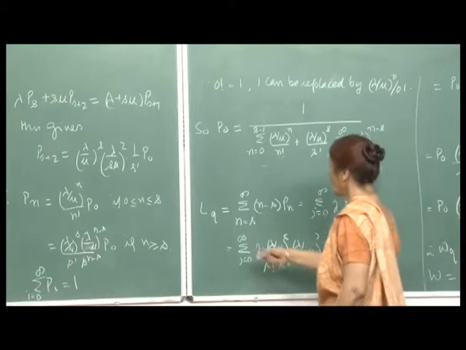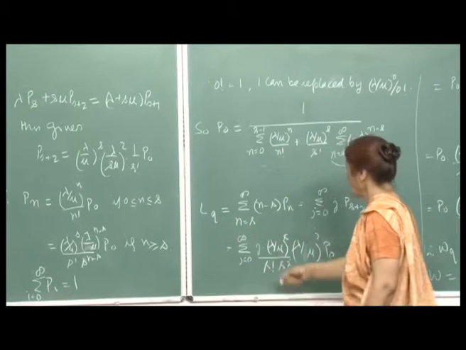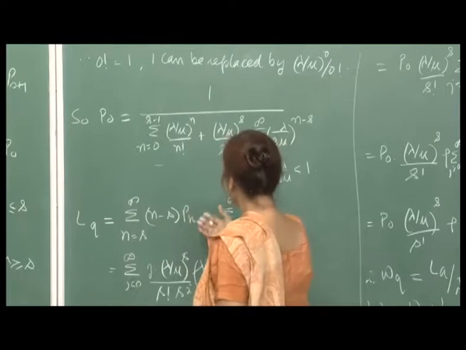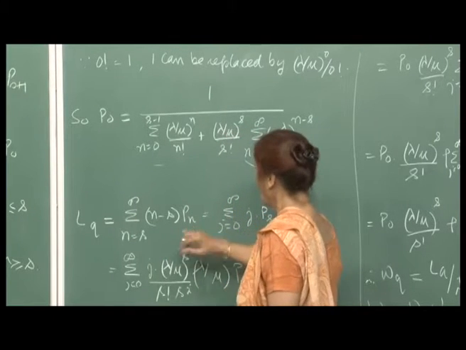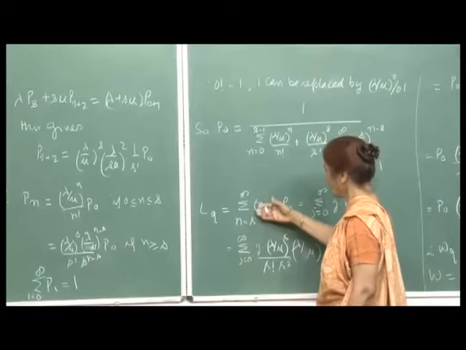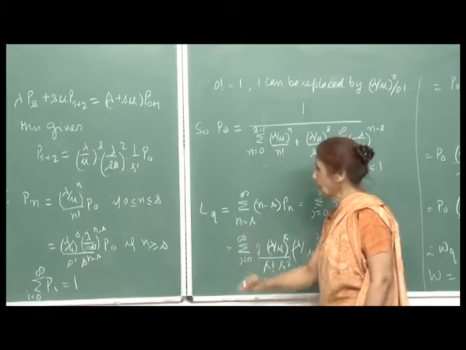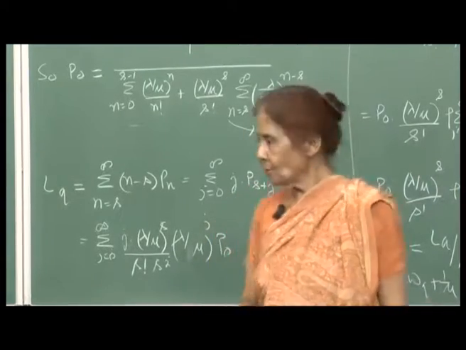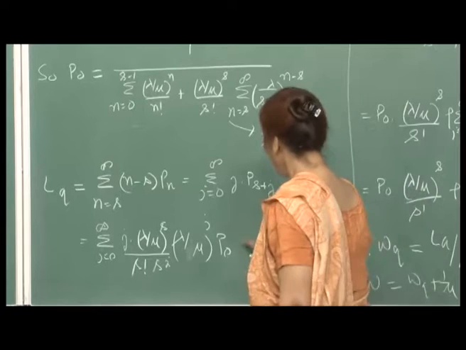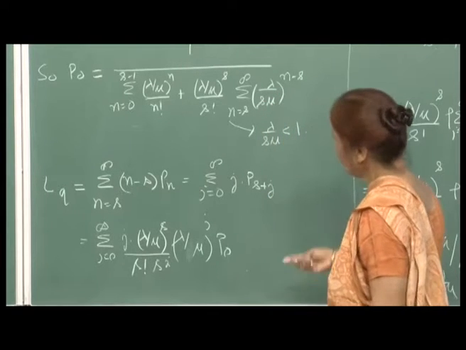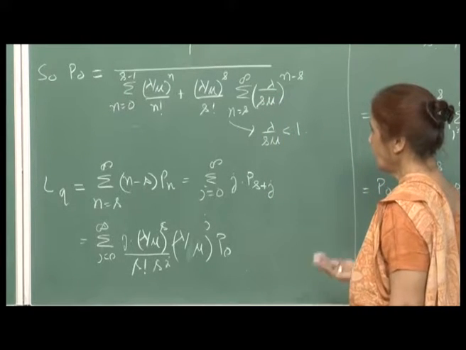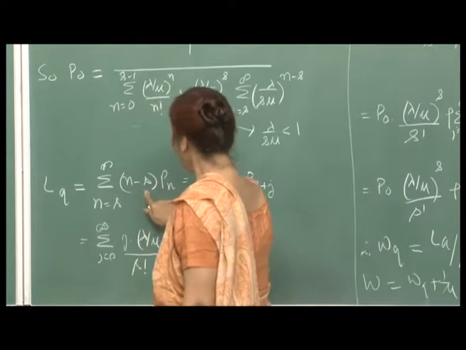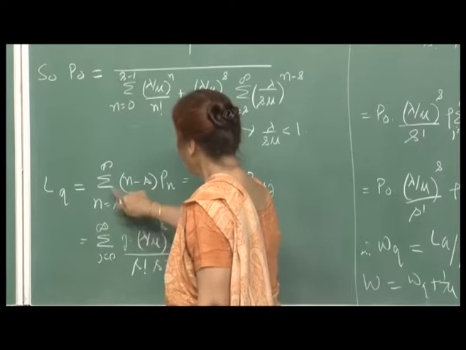So, let us just look at the expression for LQ, which will be n minus s, and you can see the reason, because there is a neat expression for the probabilities when n is s or more than s. So, I am therefore writing LQ, and since I can get L from LQ, it is enough that I compute this, and once I get LQ, I get L, then I get W, I get WQ. So, that is the thing. So, LQ we will write as n minus s p n, where n is varying from s to infinity.